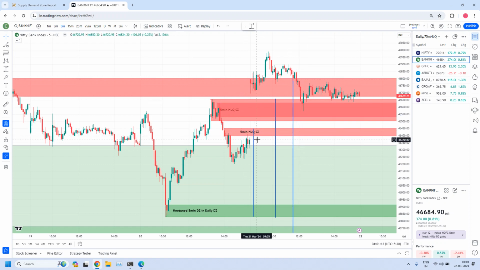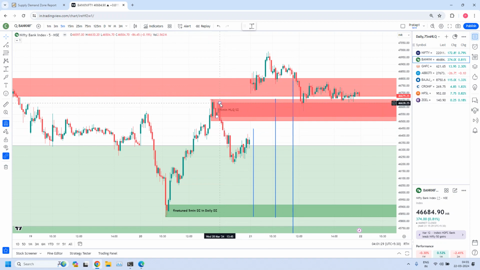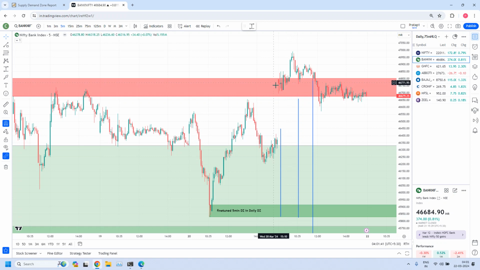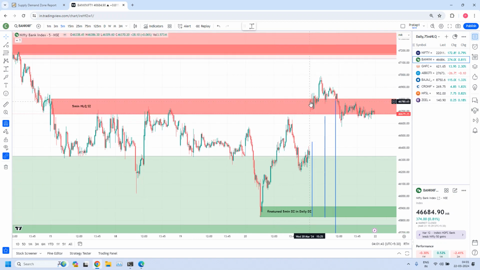Because today the market is having a huge demand, not only in Bank Nifty, even Nifty also. So here in Bank Nifty, the prices opened with a gap up. The first 5 minutes high liquidity demand zone is gone, and the next 5 minutes high liquidity demand zone, which is inside the 15 minutes high liquidity demand zone, is also gone. And prices are in this 5 minutes high liquidity demand zone, which was already tested several times.